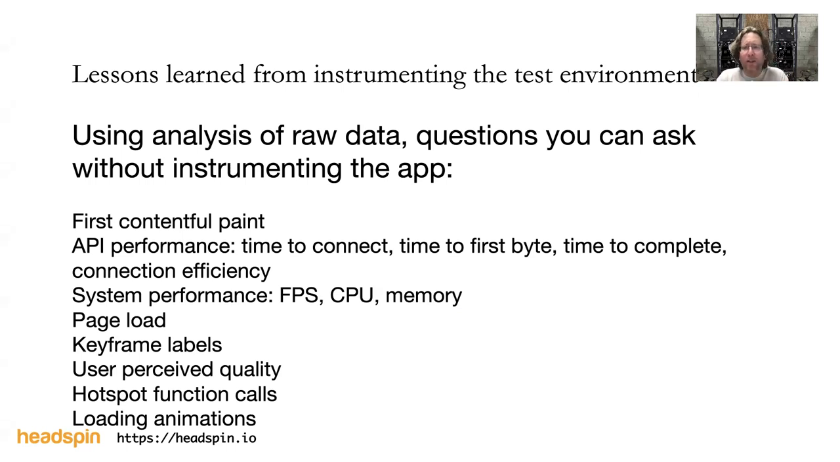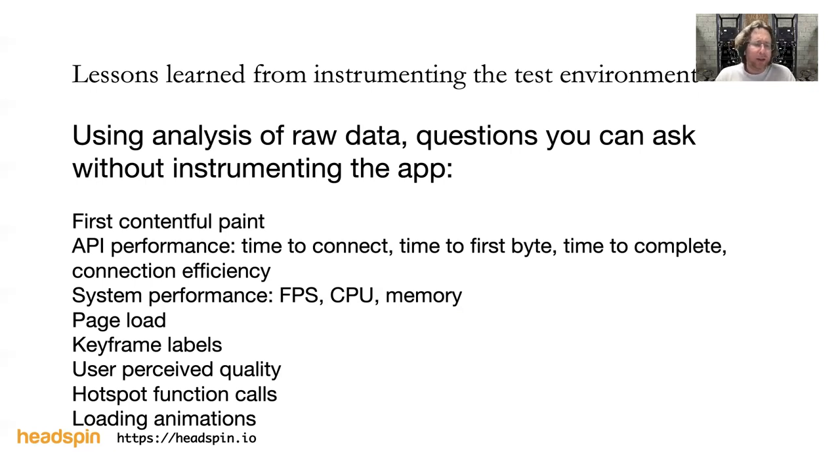Also API performance, the time to connect to your different APIs, the time to first byte, the time to complete the API request, the connection efficiency, system performance, the frames per second, the CPU and the memory, as well as the energy usage are very interesting to look at from this raw data. Page load is a metric that we've developed at HeadSpin, which essentially looks at how long it takes for a page to fully render using the idea of entropy.